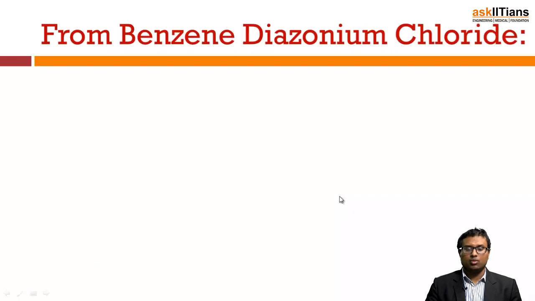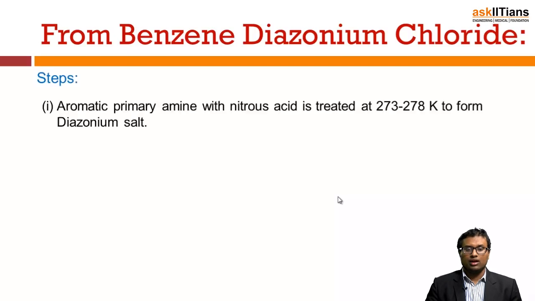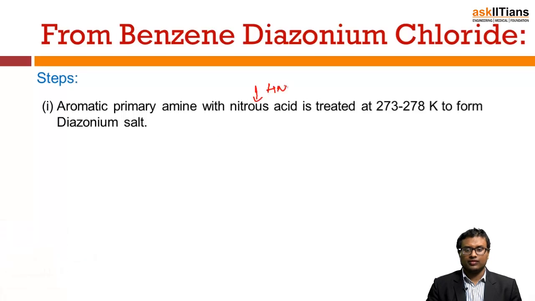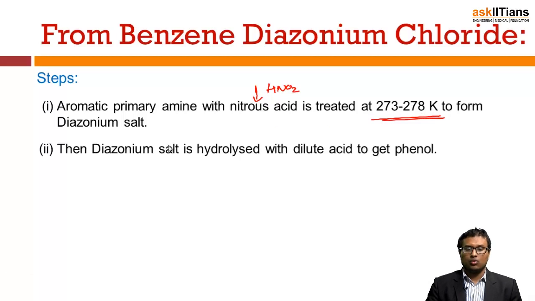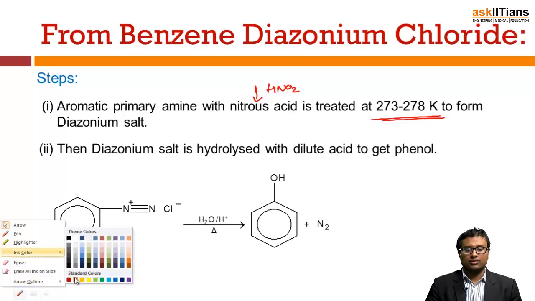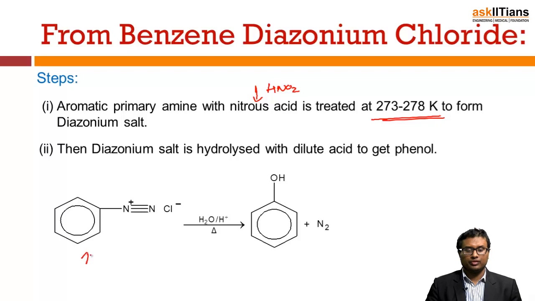The important reaction is from benzene diazonium chloride. So aromatic primary amine with nitrous acid. What is nitrous acid? Nitrous acid is HNO2. If it is treated at 273 to 278 Kelvin, you will get a diazonium salt. This is the diazonium salt, which is important. This diazonium salt, just hydrolyze it. You will be getting your phenol.